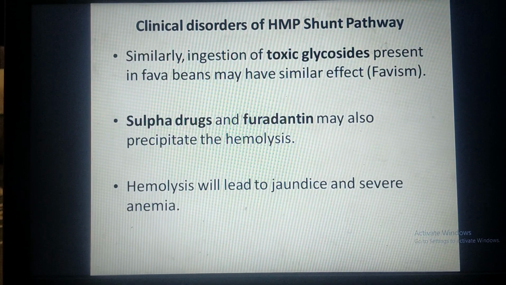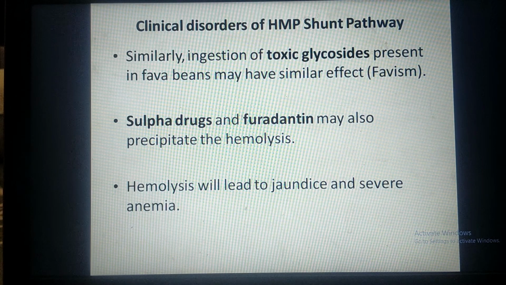Not only primaquine, but also some toxic glycosides or favism-causing substances, and drugs like sulfa drugs, which are antibiotics, and nitrofurantoin, which is also an antibiotic, can lead to hemolysis. The mechanism is the same. All these are oxidative drugs. They increase the formation of hydrogen peroxide inside the RBCs.